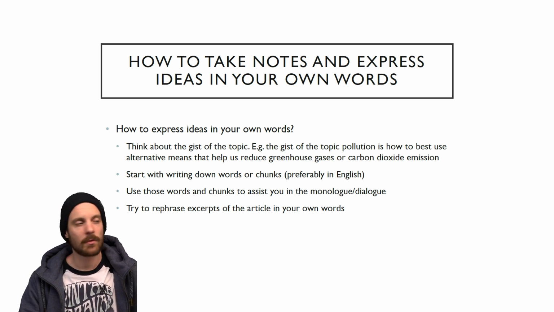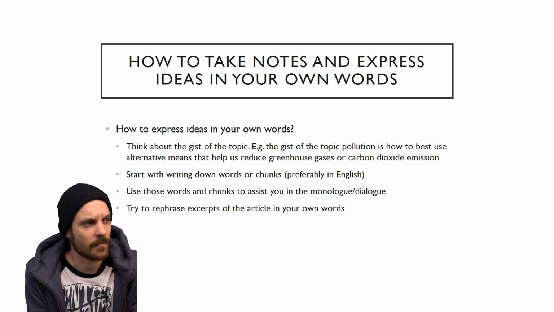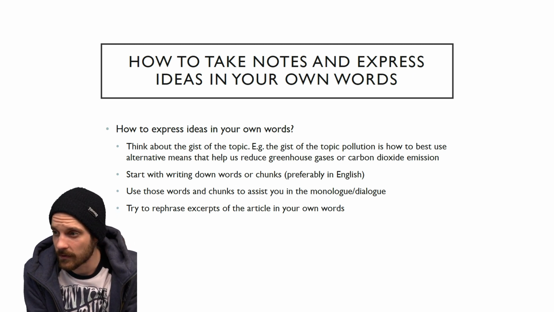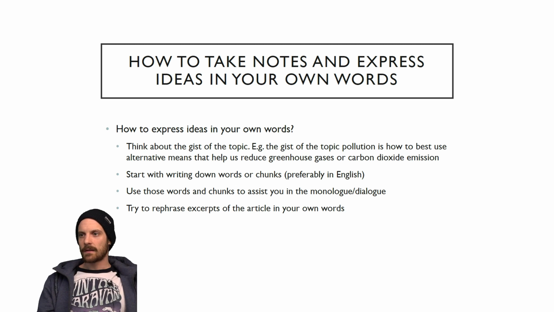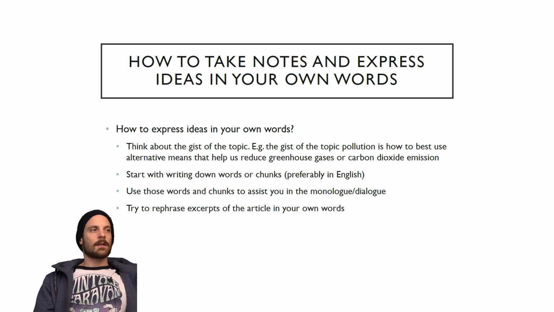And now we're gonna talk about how to express ideas in your own words. So basically, you think about the gist of the topic, and for example, in this case, I've mentioned the gist of the topic: pollution is how to best use alternative means that help us reduce greenhouse gases or carbon dioxide emission. In this case you don't repeat the article word by word, but you just paraphrase it, so express it in your own words.